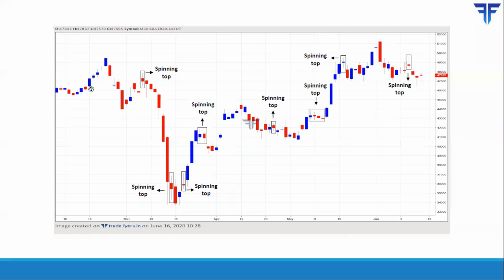Now this is the chart of MCX silver on the daily time frame. So as you can see, there is one spinning top that formed over here. It's a classic spinning top wherein the body is situated right at the center, and above and below it you have tall shadows or wicks. Now because the body is red, this is a bearish spinning top.